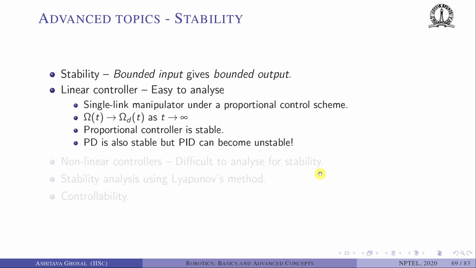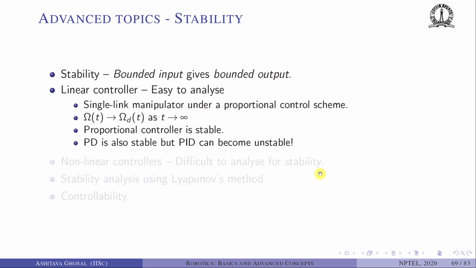Remember for the single link manipulator under proportional control scheme, I showed you that if I give a step input, which is a bounded input, the output omega(t), which is the speed of the link of the robot, approaches omega_d as t tends to infinity. It was an exponential curve. It did not go off to infinity, but approached omega_d, which was the step input. So the proportional controller can be said to be stable. PD controller is also stable. We can show that.